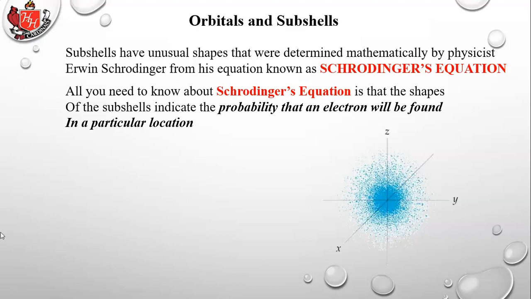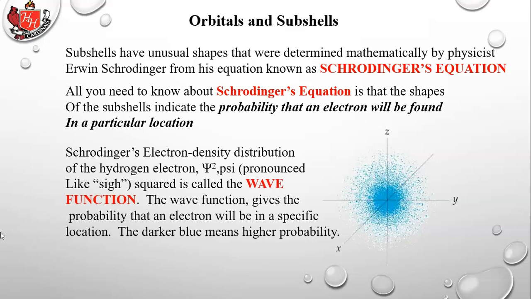So if you look at that, that's an s orbital down below that you see there. The electron is most likely to be found where the blue is the darkest and least likely to be found where the blue is the lightest. So very near the nucleus, which is at the center of those axes, is where the electron is most likely to be found. Yet electrons are never found in the nucleus, but they can be found very close to the nucleus.